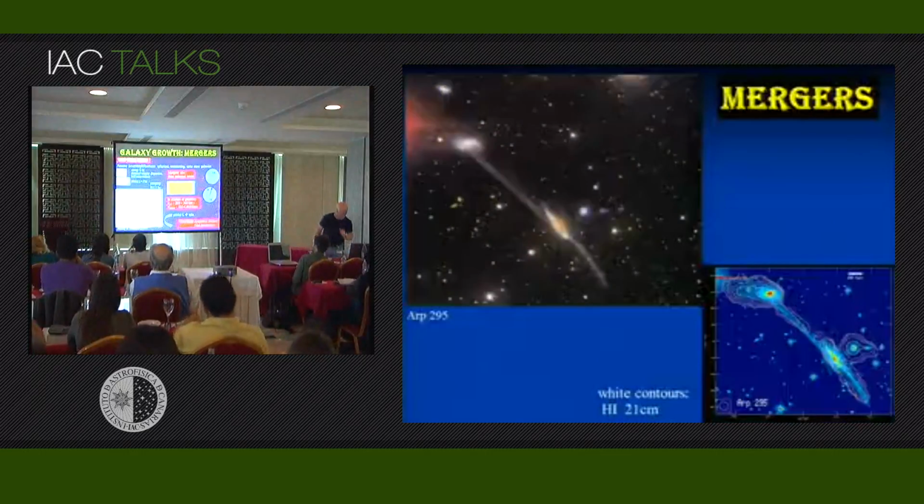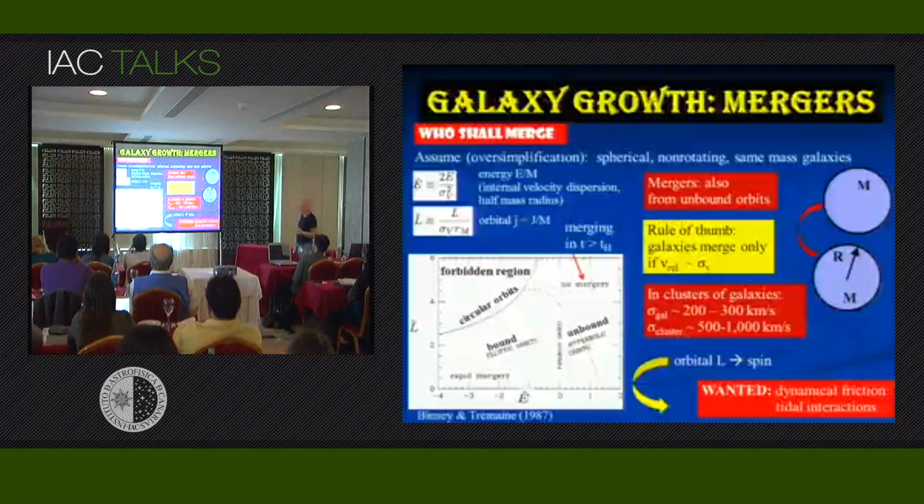Mergers are beautiful. They inspire not only scientists, but artists as well. Okay, and here are a few examples. They involve dark matter, they involve stars, and they involve gas.